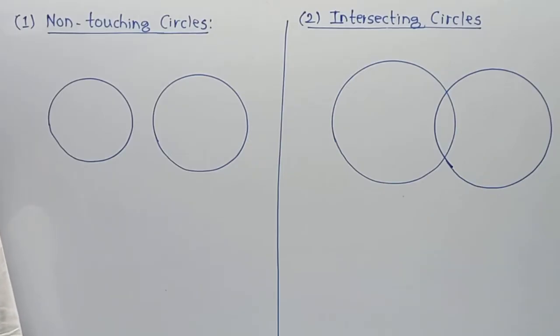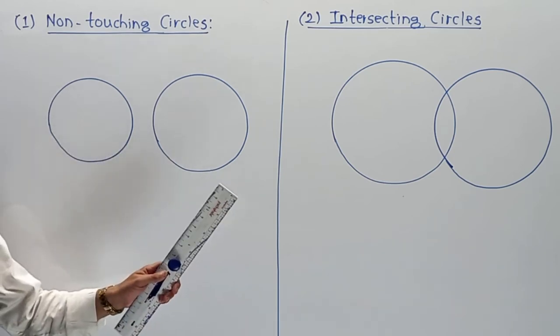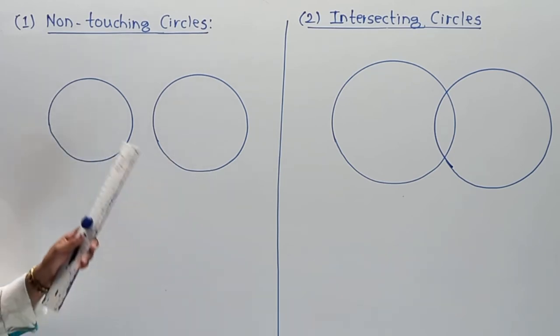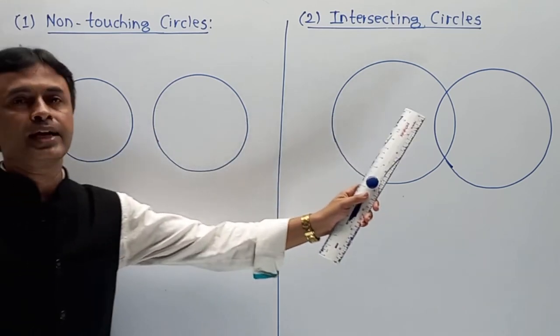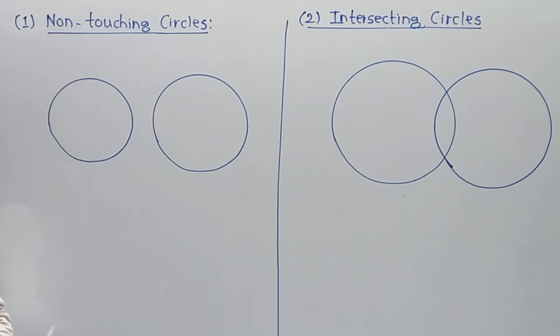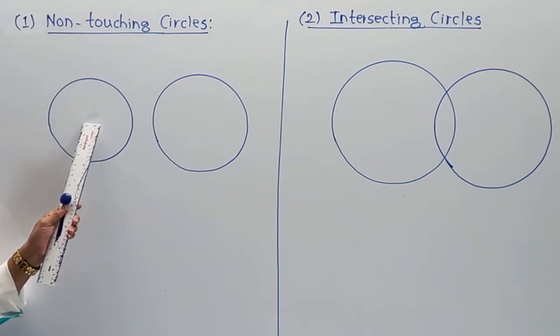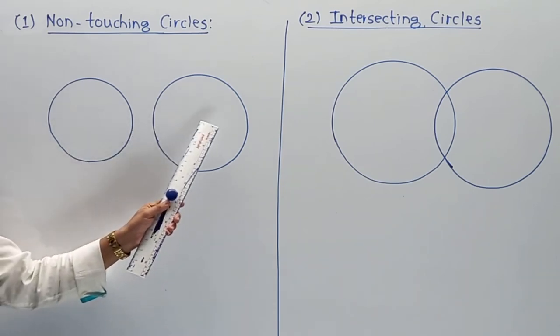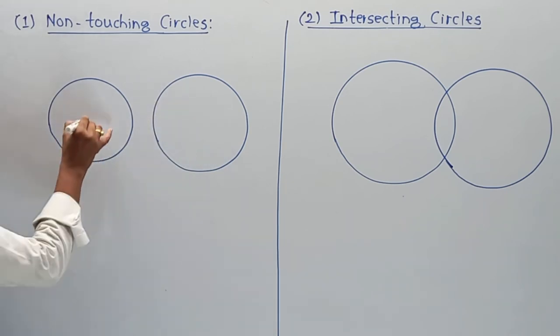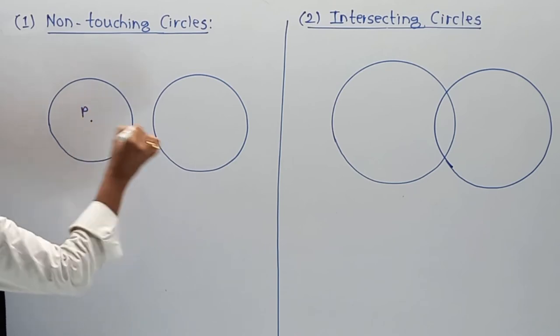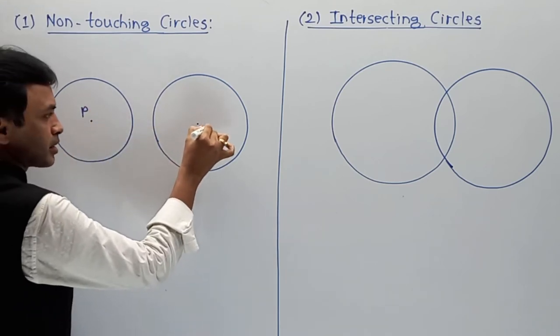Hello students, continuing with the part of the lecture. Now step by step we are understanding a pair of concepts. In this case I have introduced new concepts: non-touching circles and intersecting circles. What is exactly that? Let us say this is the first circle having a radius 3 cm. This is a circle having a radius 3.5 cm. Let us say the first circle has center P and the second circle has center Q.